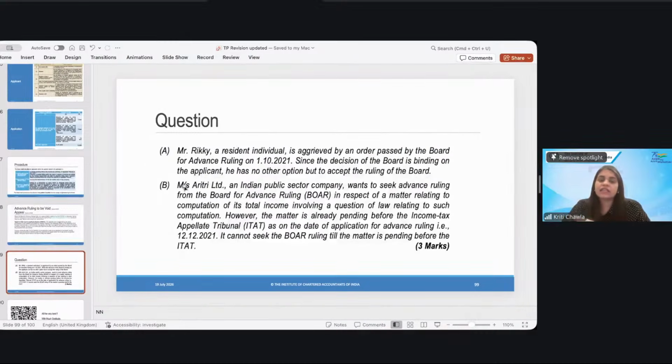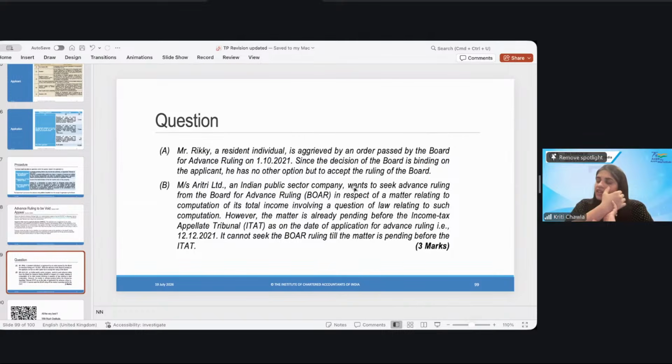The second thing is Messrs. A Limited, an Indian public sector company, wants to seek advance ruling from the Board of Advance Ruling in respect of a matter in relation to computation of its total income involving a question of law relating to such computation. However, the matter is already pending before the ITAT as on the date of application for advance ruling, that is 12th December 2021. It cannot seek the Board of Advance Ruling till the matter is pending before the ITAT. Well, this is also wrong.